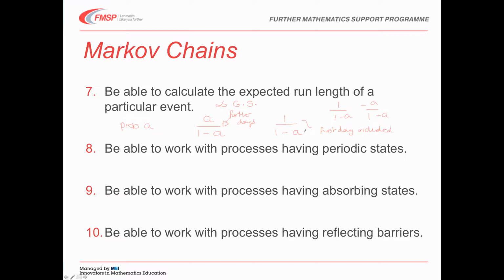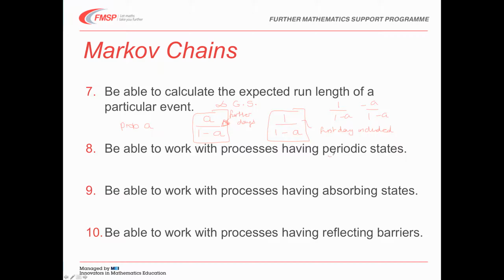So if they ask you for the run length and they want the total number of days that it's a particular state, you're going to be using this one. If they ask you for the number of further days, you're going to be using this one. But actually, you can just remember one of the formulae, because they're only a difference of 1 between them. So if you remember that it's A over 1 minus A for the further days, and just add 1 to it, you'll get the total number of days. But just to be aware that you may see different ones and wondering why.